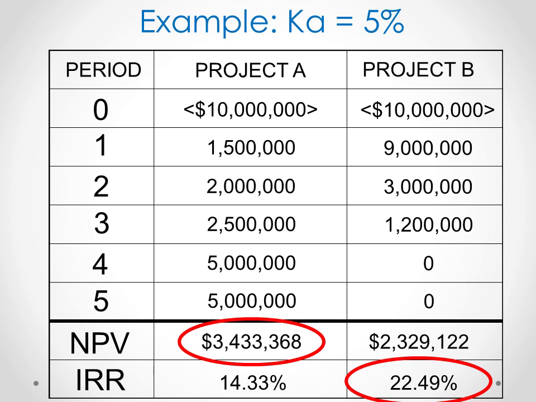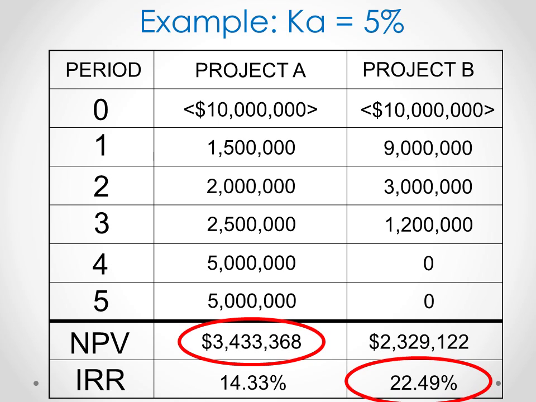Project B has a $10 million cash outflow with a $9 million inflow, $3 million inflow, $1 million, 2, 0, and 0. Now, assuming we're using a cost of capital of 5%. If you plug these in, you'll find that if we were choosing a project based on net present value, we're going to pick A over B, because A has a net present value of $3,433,000. B has a net present value of $2,329,000. But on the other hand, Project A has an internal rate of return of 14.33%, whereas Project B has an internal rate of return of 22.49%.